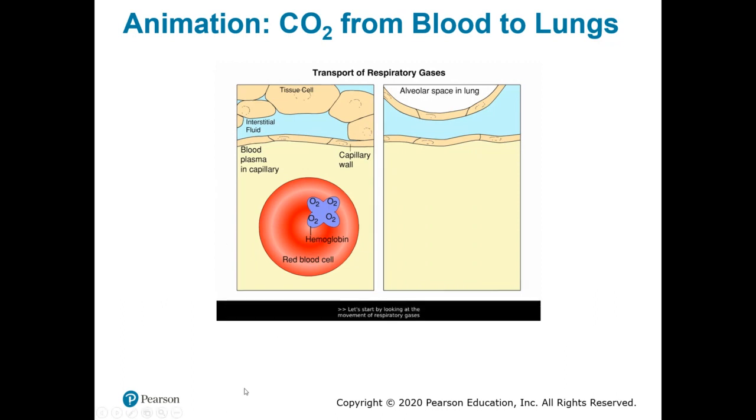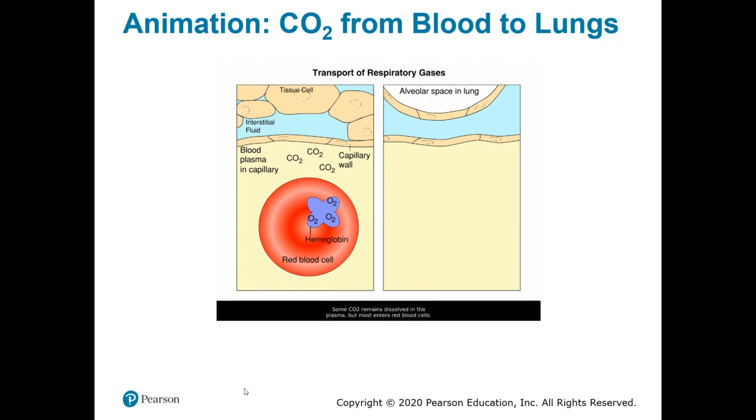Let's start by looking at the movement of respiratory gases between blood and the body's tissue cells. Oxygen molecules are unloaded from hemoglobin, a protein in red blood cells. Oxygen diffuses into the blood plasma, through the capillary wall, into the interstitial fluid, and into cells, where it is used in cellular respiration. As carbon dioxide is produced by cellular respiration in the cells, it diffuses into the interstitial fluid, through the capillary wall, and into the blood plasma.